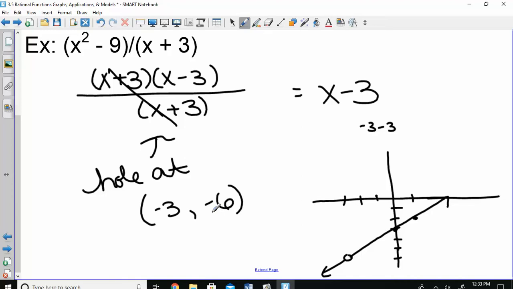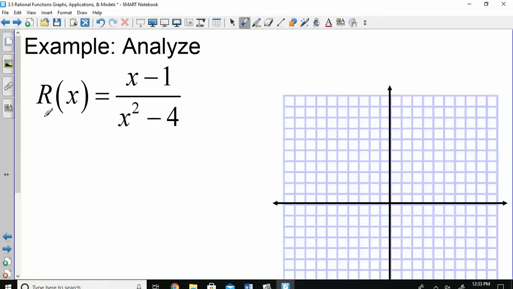So we said factor it, reduce, and then the next thing I told you to do is find your intercepts. X-intercept is just when y equals 0, y-intercept is when x equals 0. Then we will find all of our asymptotes, and then we'll plot everything and draw the final graph.